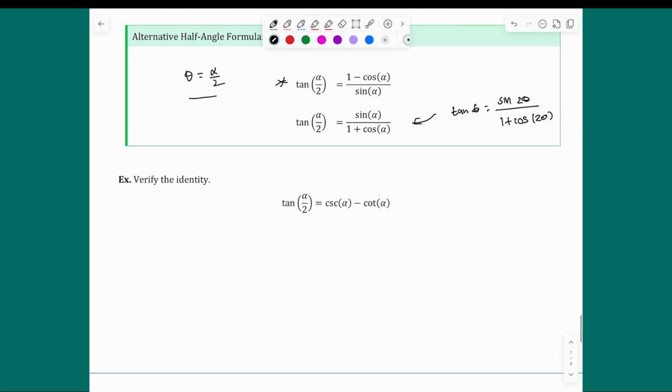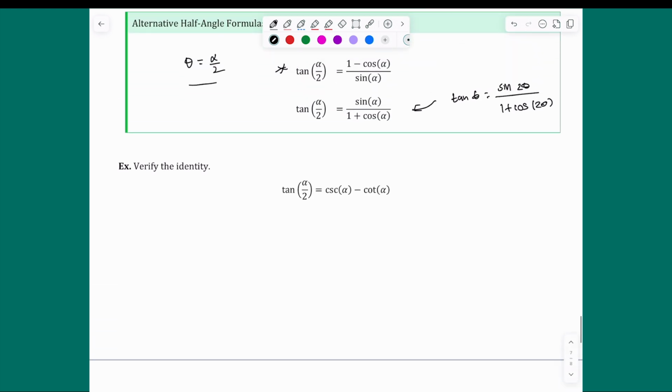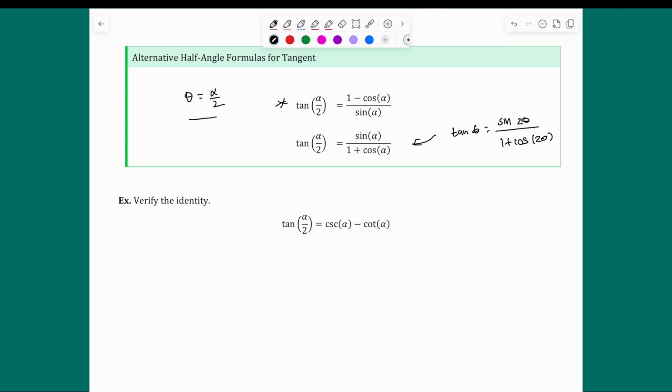Alright, let's use this identity to prove this last identity here. And what I notice is that cosecant of alpha minus cotangent of alpha, we're probably going to be using one of the identities above here, because if you look at the one I just circled here, 1 over sine of alpha is cosecant of alpha, and then cosine of alpha over sine of alpha is cotangent. And so basically we have it already there.